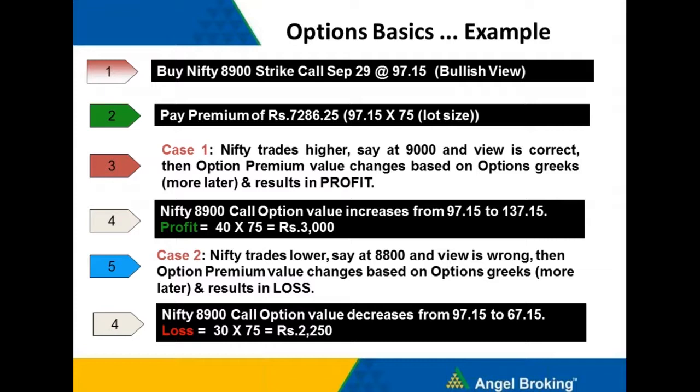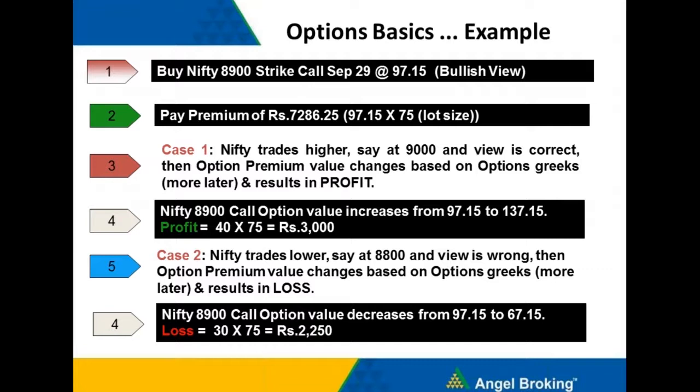Now suppose Nifty trades higher and moves higher. You had bought the option at 97 rupees 15 paise, and now it has increased to 137 rupees, because you have bought a call option and the market is going up, so you are making money. The profit here is 40 into 75, that is 3,000 rupees. Whereas if Nifty falls, the market does not go up and Nifty corrects, in that case you have a loss of 2,250. In this case Nifty trades lower to 8,800.